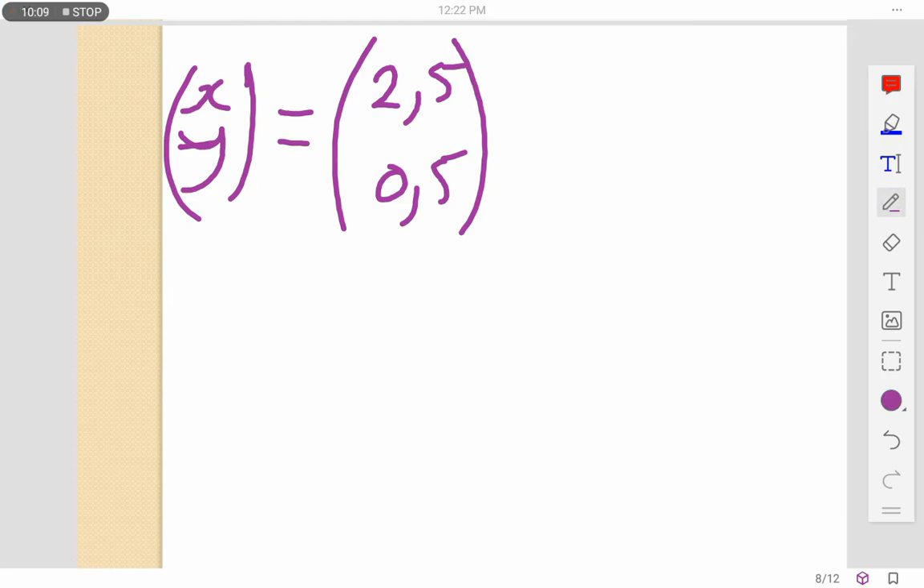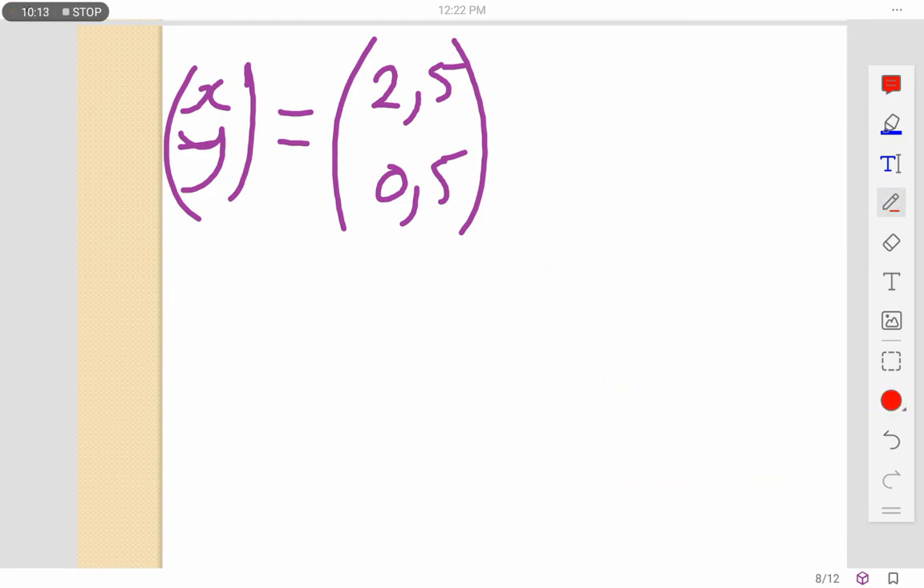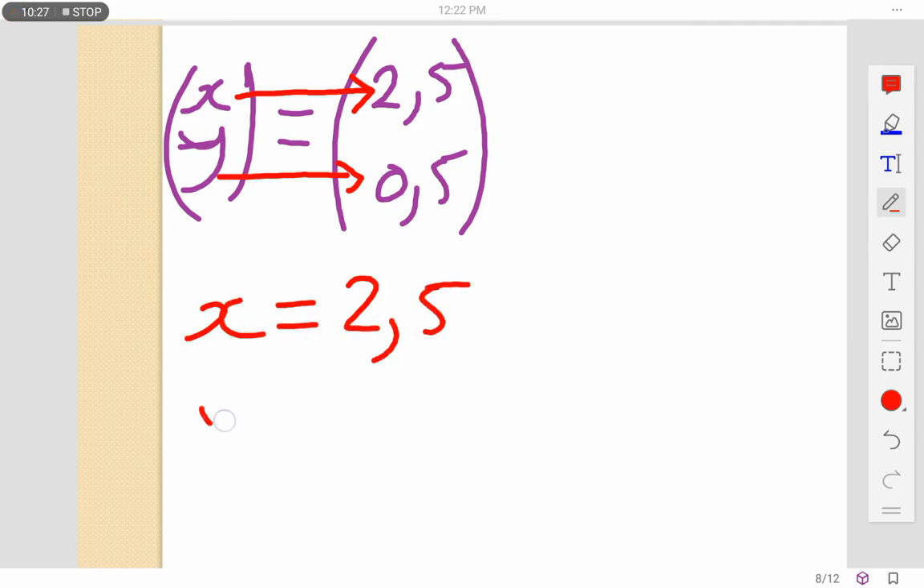Now, using that information, what happens is this. Because we have an x on the top, it's going to correspond to the 2.5 on the top, and our y on the bottom is going to correspond to the 0.5 on the bottom. So our x value is going to be 2.5, and our y value is equal to 0.5.